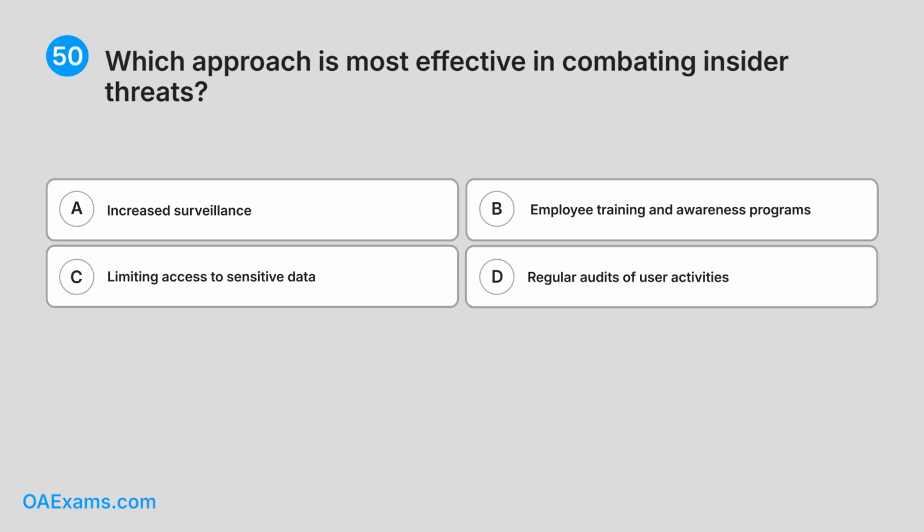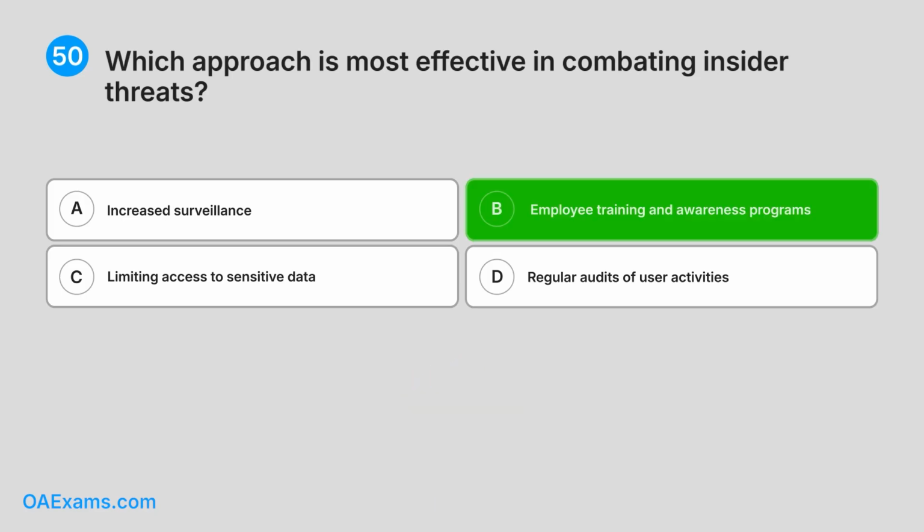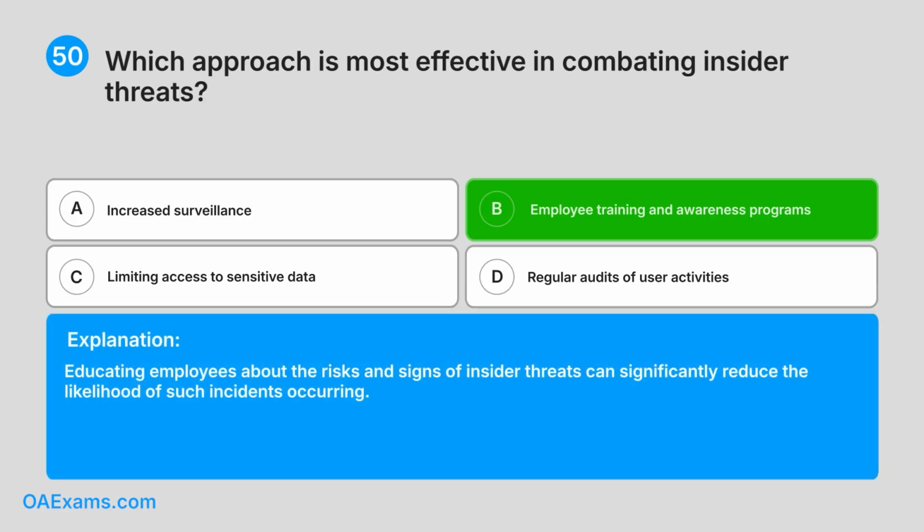Correct answer, B. Employee training and awareness programs. Explanation. Educating employees about the risks and signs of insider threats can significantly reduce the likelihood of such incidents occurring.